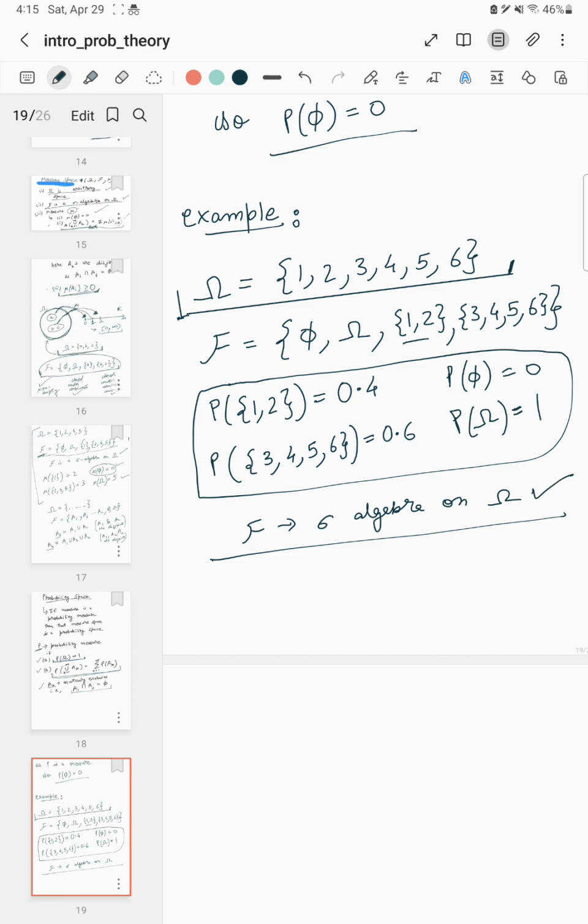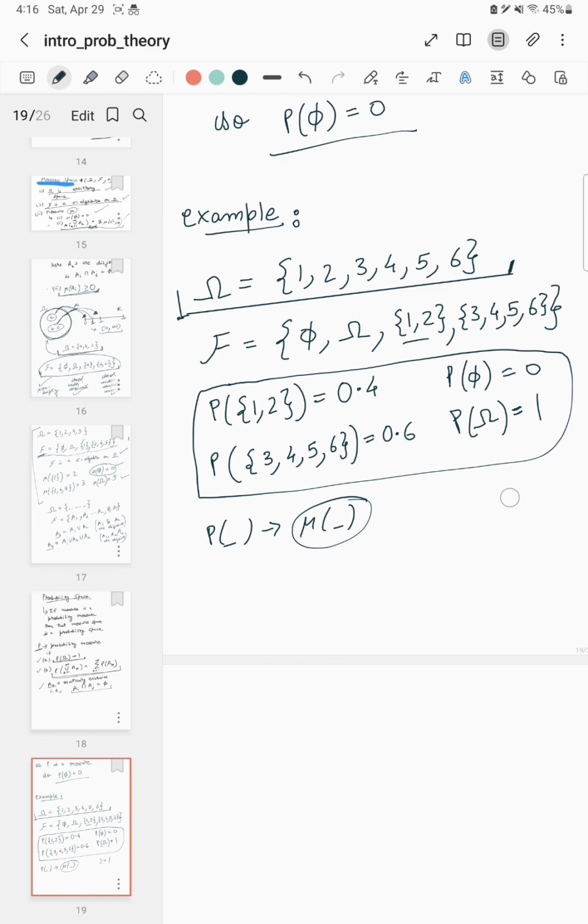Okay, so this is a valid sigma algebra. Now let's see if the probability function which we have defined, P here, satisfies all the requirements for this to be a probability space or not. First of all, it's a measure. So the probability function is also a measure, so it should follow the properties of measures with one extra property, that P of omega should be 1.